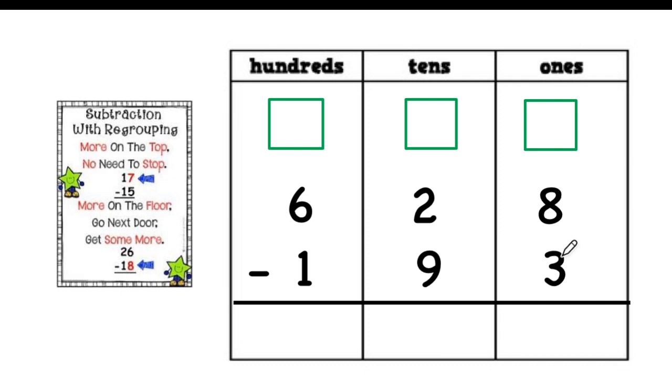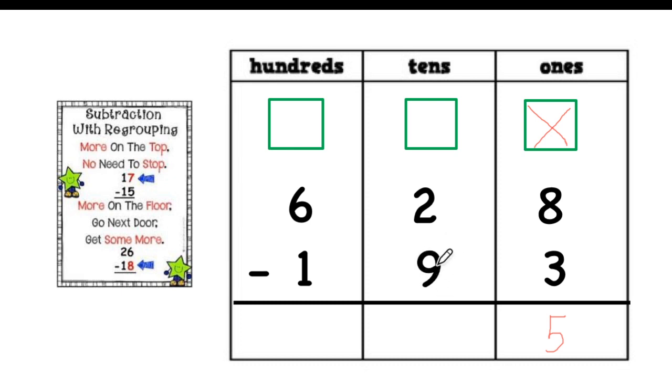8 take away 3 is how much? Can we do that? Yes, we can, because 8 on the top is greater. More on the top, no need to stop. So 8 take away 3 will be how much? 5. We don't have to regroup. 8 is greater. 8 is big. No need to stop. Move on to the tens. 2 tens take away 9 tens. Can we do that? We cannot do that. Why? Because 2 is smaller than 9.